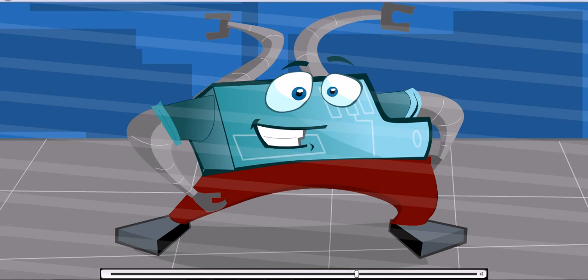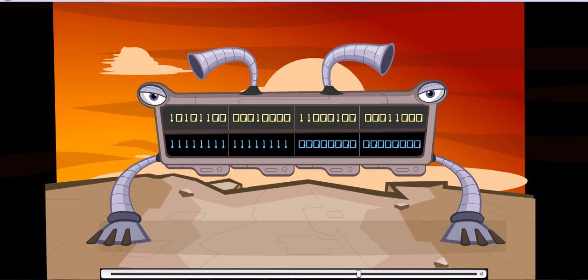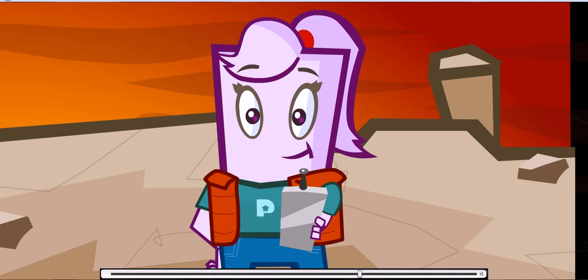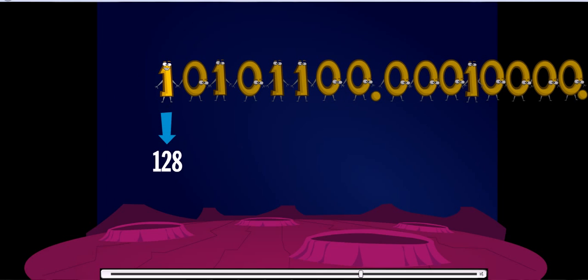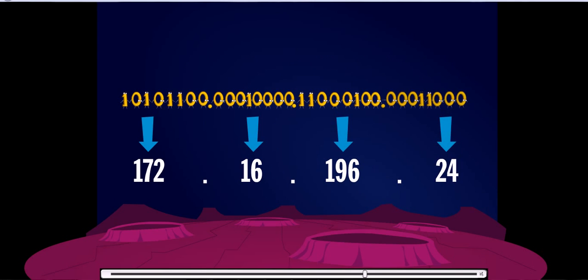Now that you know what a subnet mask is, it'll be easy to learn about IP address notation. You remember how to turn this address into decimal form, right? Yep. That bit has a value of 128, then 32, 8, and 4. That makes 172. And the other octets are 16, 196, and 24.